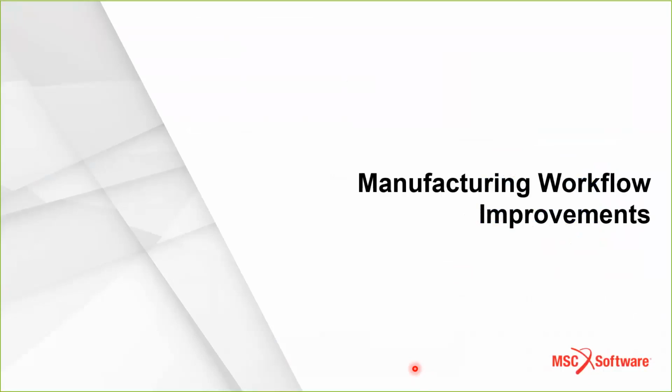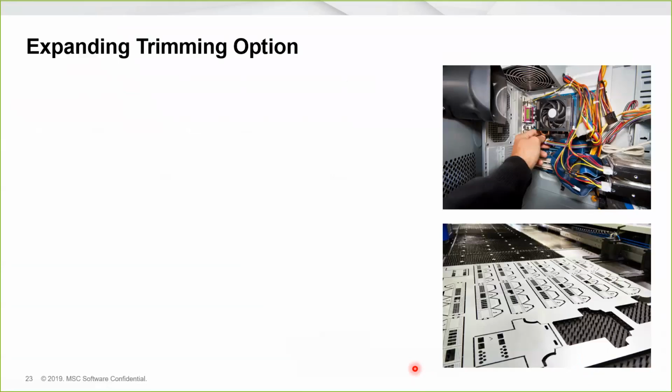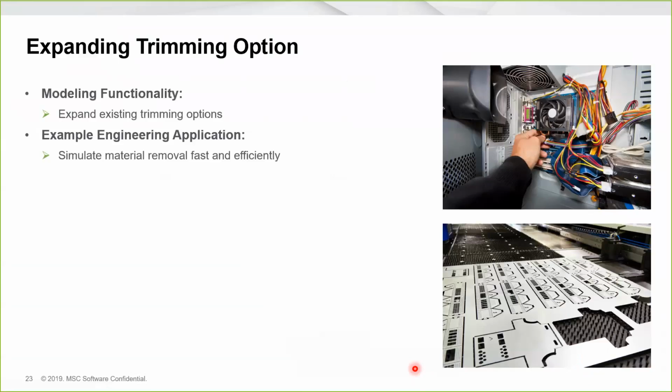Okay, great. We'll talk next about some of the manufacturing workflow improvements we've done. We've expanded on our trimming options. We've had a trimming option, and we wanted to expand that further to add a little more capability. This is one of those functionalities where we're definitely looking for creative ways that people might use it, maybe even going beyond replicating a manufacturing process. If you'd like to know more, I'd definitely be interested in ways that we could use this.